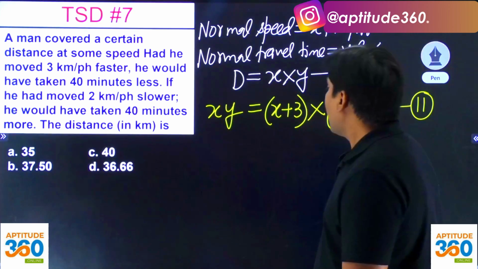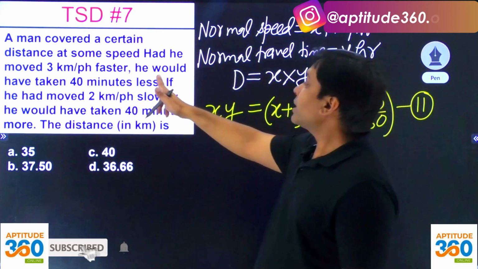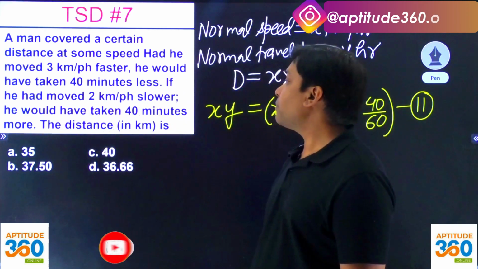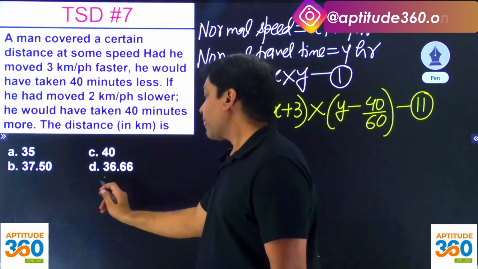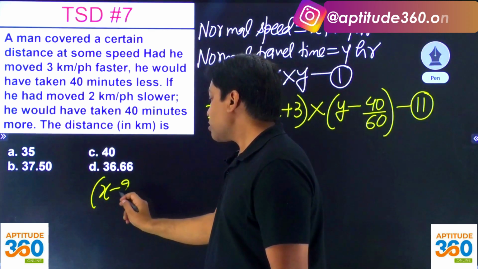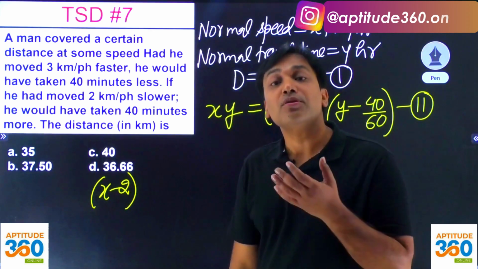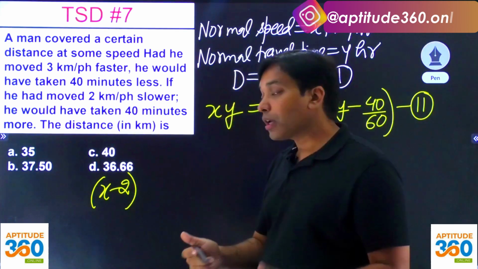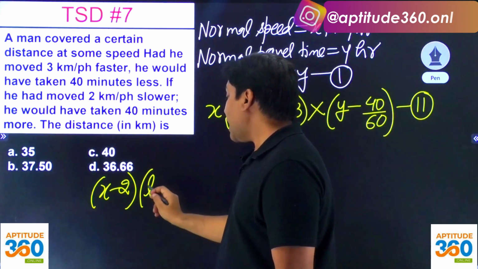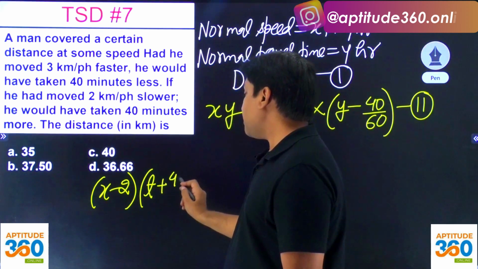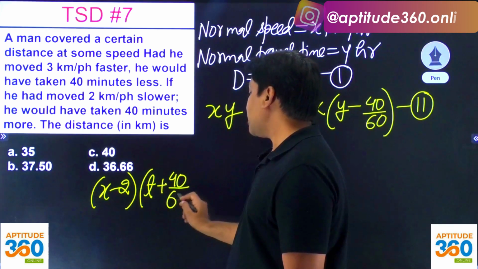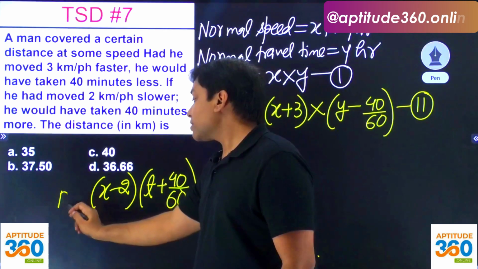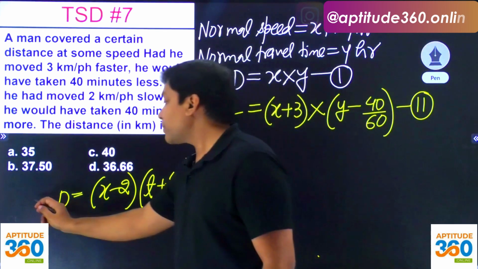Right? And the problem also tells you that if he had moved 2 kilometers per hour slower, yani x minus 2, if this would have been the speed, then he would have taken 40 minutes more. इसका मतलब क्या हो गया? उसको y hours तो लगता ही प्लस 40 मिनट्स ज्यादा लगता, तो 40 by 60 करोगे आप. This is also distance, and this is your equation number 3.